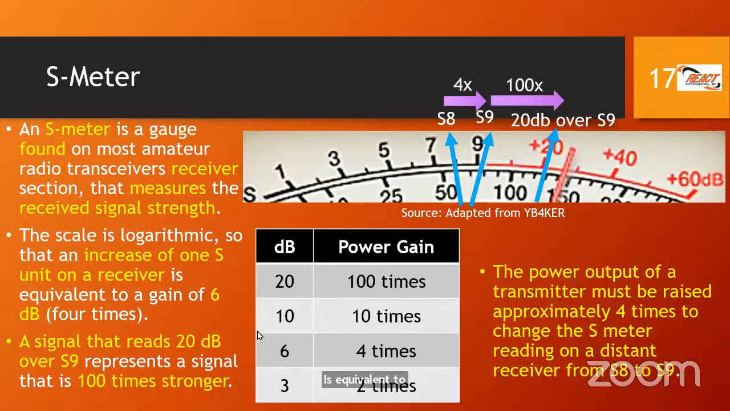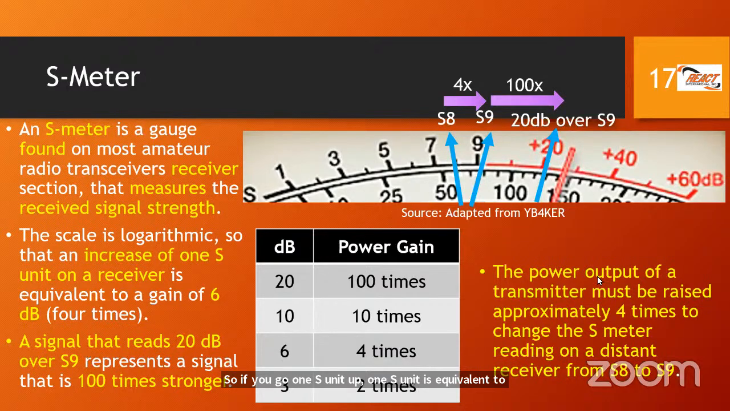We put up a nice table here to remind us, when we talk about decibel gain, what the power gain is. If you remember, a 3 dB gain is twice, but a 6 dB gain is 4 times. So if you go 1 S unit up, 1 S unit is equivalent to 6 dB. These are all exam questions here in the bullets.